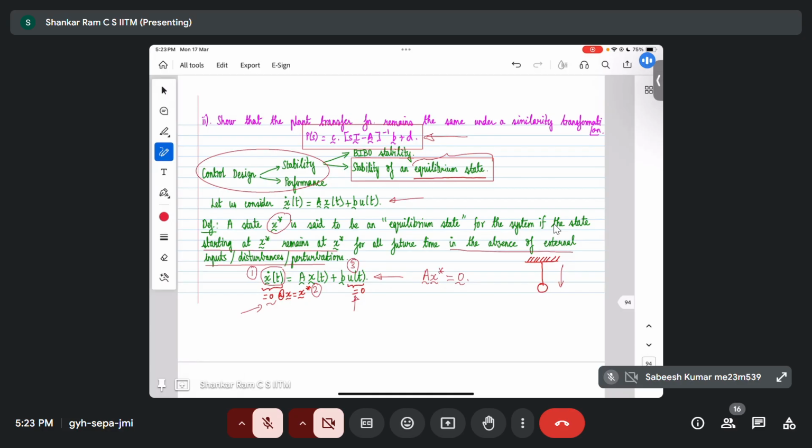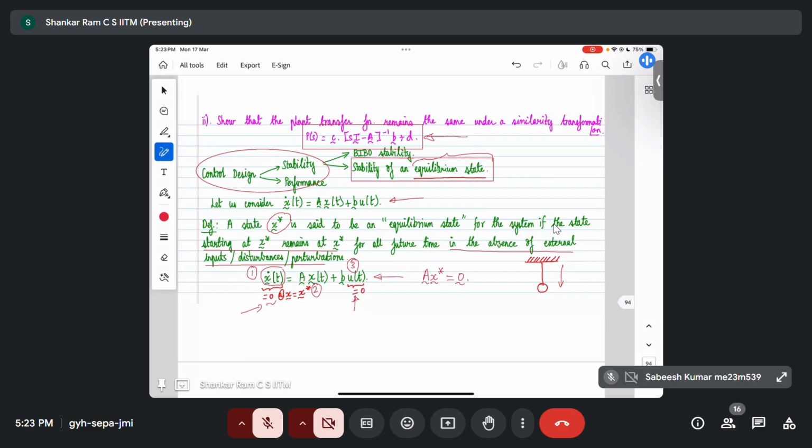In this case, we are replacing x with x star because that is the symbol used for the equilibrium state. So you and I are trying to figure out what the equilibrium state is. I hope it's clear how we got this. So let me repeat once again. The state equation is x dot equals Ax plus Bu.